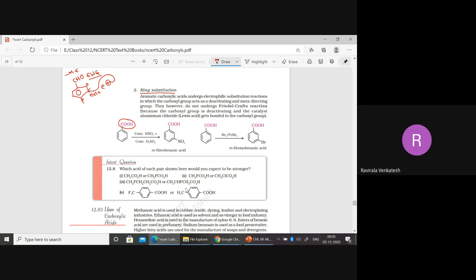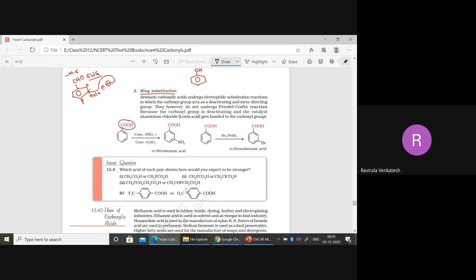Now again, I'm saying one concept here. You remember it better. This is very important. Just observe the difference here. Now I'm writing OH here. OH is what type of group? Electron donating group. So the presence of an electron donating group gives the ortho and para positions negative character. Now the electrophile attacks where? At the ortho and para positions. Correct? Understood?